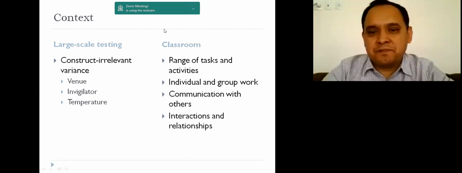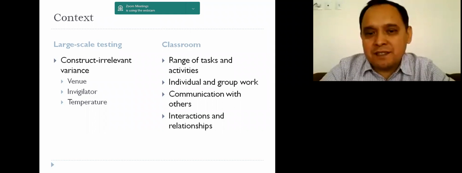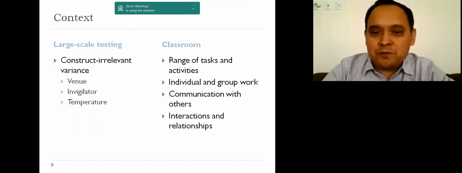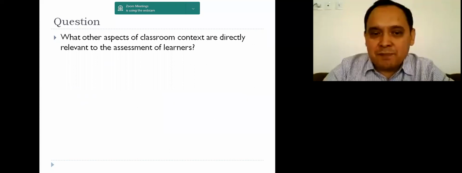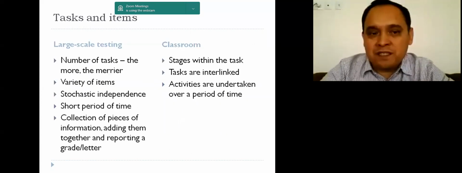Yeah, that's true. Okay, Kamala, thank you very much for your input into the discussion of how context in classroom assessment is important as opposed to the large-scale testing situation. Right, we will move to the next aspect, which is tasks and items.